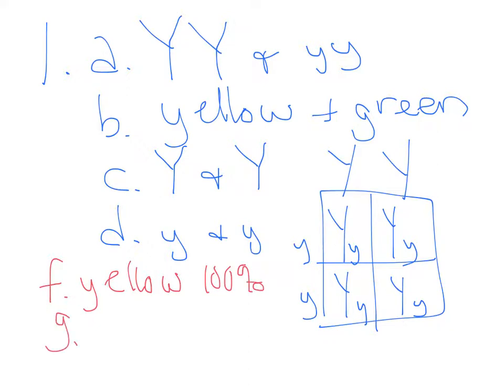And then G, what is my expected genotype ratio? 100%, you got to get the letters, big Y, little y. All right, number 2. Two heterozygous yellow seed pea plants are crossed. Yellow is dominant over green. The genotypes of the parents are big Y, little y and big Y, little y. What are the phenotypes of the parents?